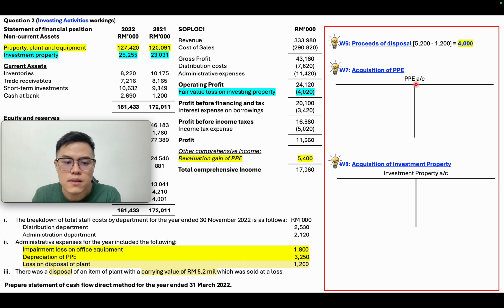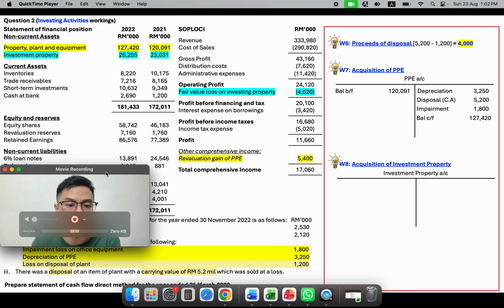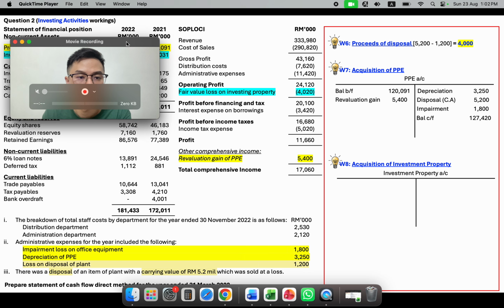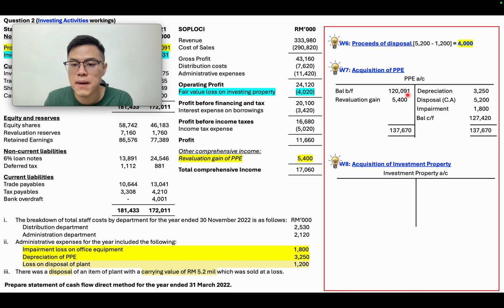So our PPE will be opening 120,091, closing 127. We know depreciation is 3,250, impairment 1,800, and the disposal carrying amount going out from the business is 5,200. Let's check whether we got revaluation gain or not. Yes, we have, 5,004. And with that, plus it up, minus, you will get your purchase of PPE. That will be your investment.